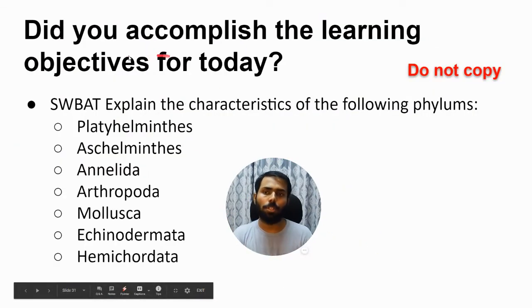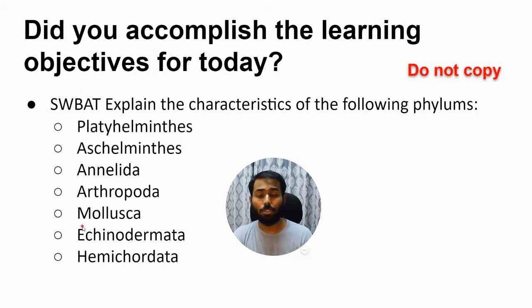Just check whether you've accomplished today's learning objective or not. If I ask you to give 2 examples of each of these phyla, will you be able to give me? If I ask you which of these phyla are eucoelomate, okay, will you be able to answer? If I ask you to draw diagrams of any one example from all of these phyla, will you be able to draw diagrams? Can you tell me what is the type of symmetry which these phyla show? All these answers you should be knowing. If yes, then you have accomplished the learning objective for today.